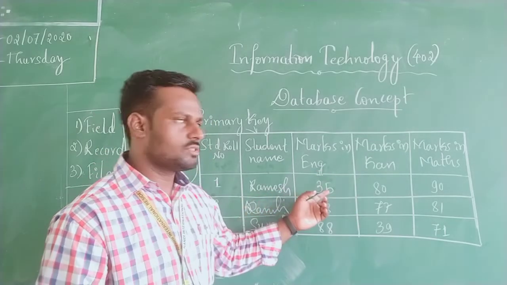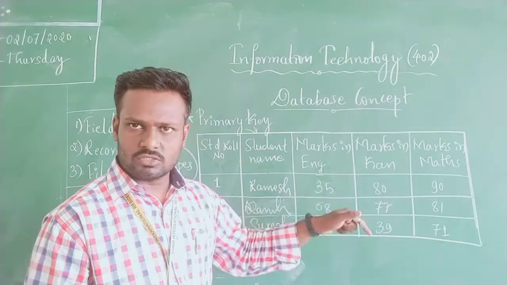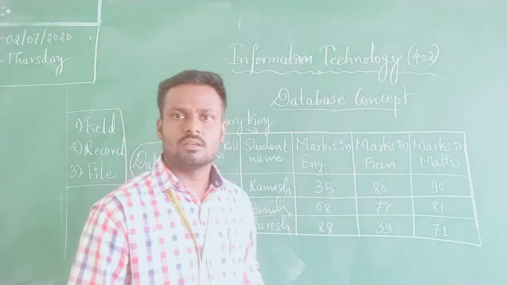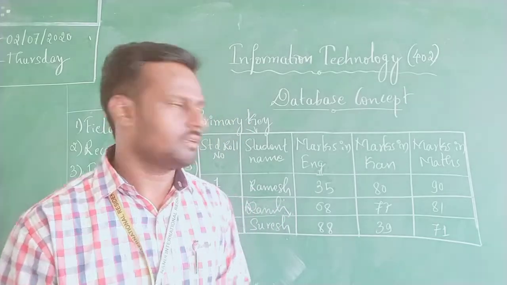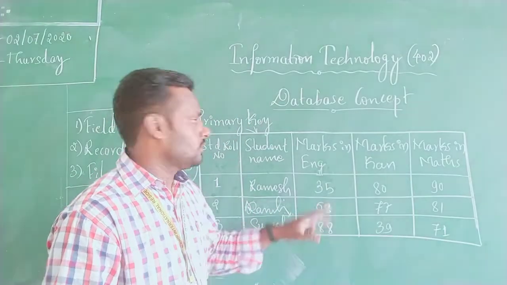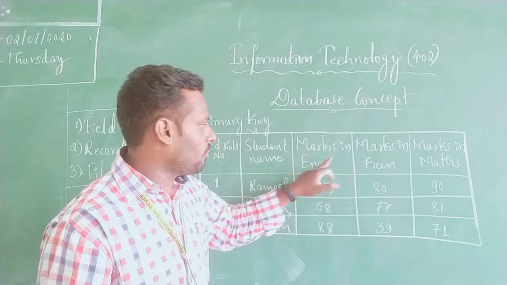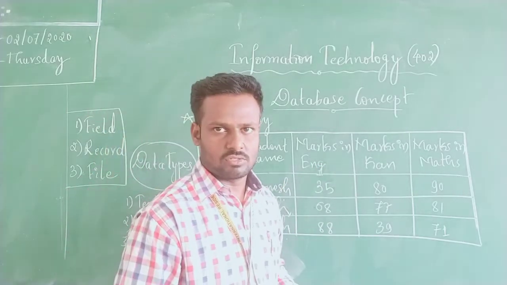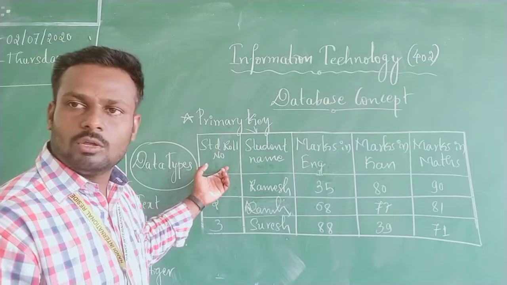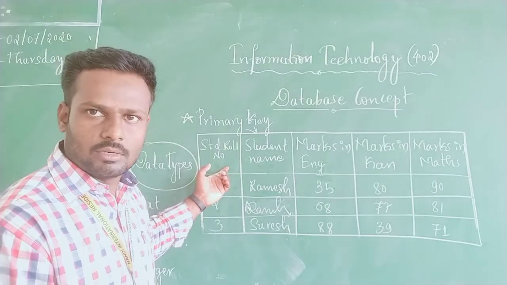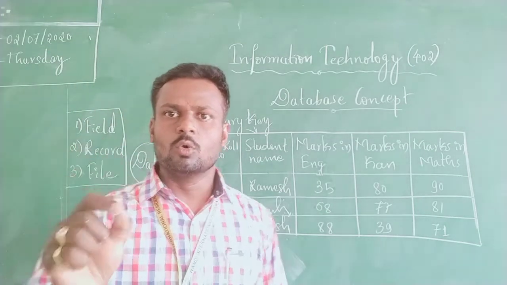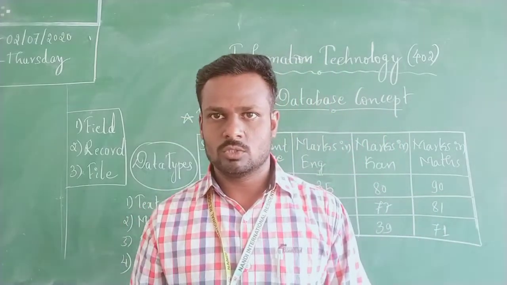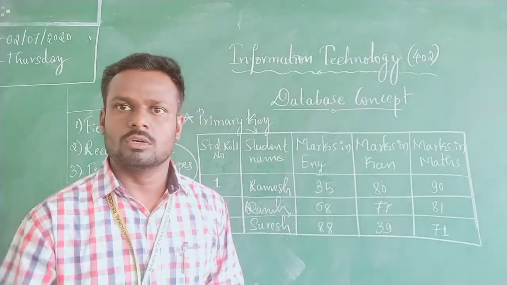Suppose Ramesh scored 35 marks in English, and the second student, roll number 2, is also scoring the same marks. Is it possible, right? So applying a primary key for the marks is also not possible. It is not a good practice, right? So then only we have a student roll number. It means student roll number is a unique value.